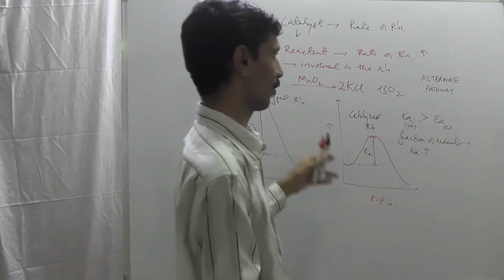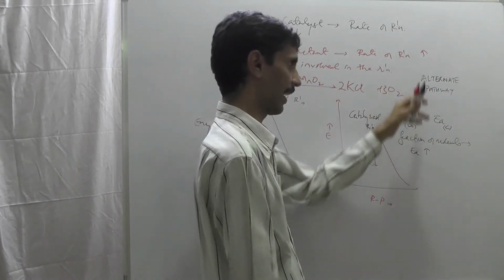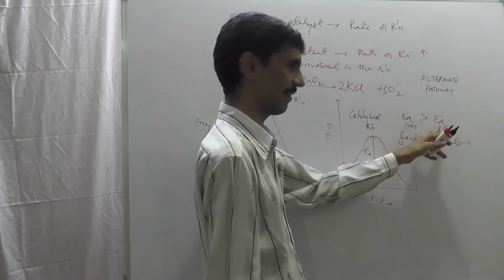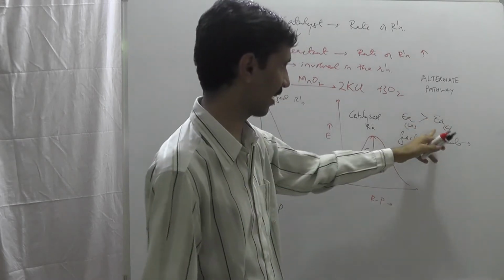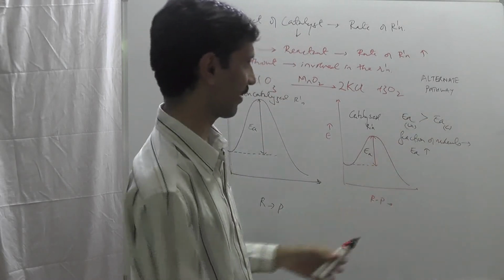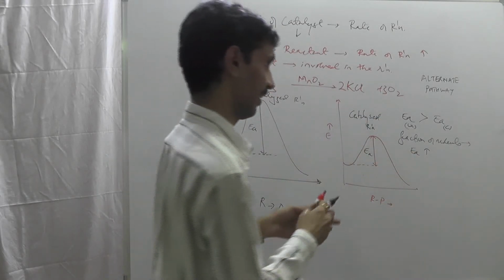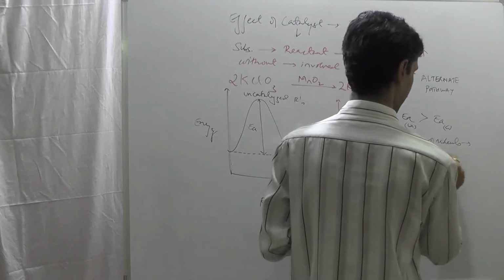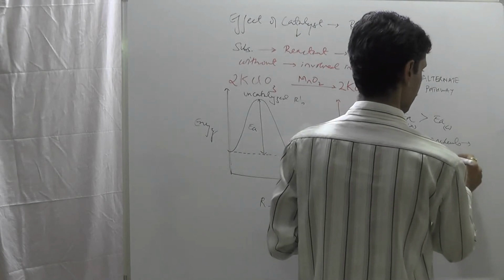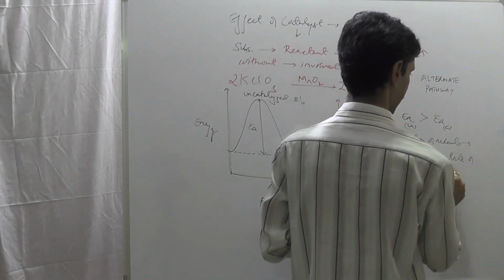Okay, so that is what it is. Once again I repeat, it adopts an alternate pathway, because of which the energy of activation of the catalyzed reaction is less than that of the uncatalyzed one. Therefore the fraction of the molecules with the minimum amount of energy, that is the energy of activation, increases, and therefore we say the rate of reaction also increases.